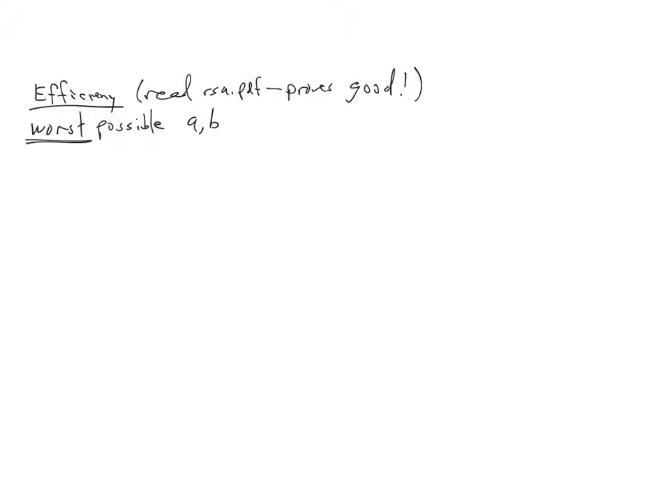So for efficiency, you can read rsa.pdf if you want, and it proves something. It proves basically that the algorithm is good. It's good because we can do the GCD of absolutely huge numbers in fairly short time. So in fact, it turns out the worst possible A and B, worst in the sense of taking the longest number of steps, are Fibonacci numbers.